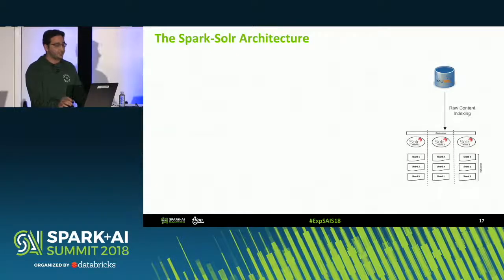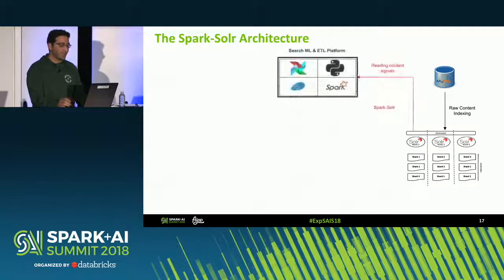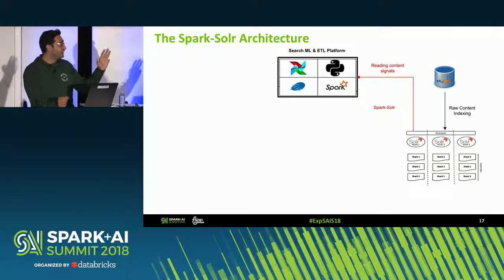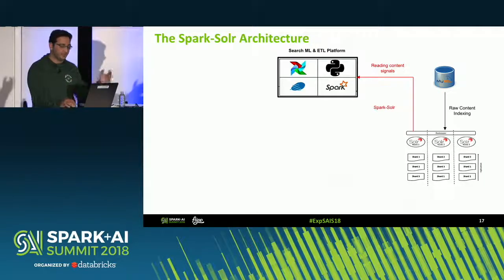So let's go through the Spark Solr architecture. The first step that we do is when we get our content, we index the raw content within a Solr Cloud environment as a collection. Now what ends up happening is that this collection is then readable by the Spark Solr connector. And this content ends up in our Search ML and ETL platform, where we can do things like content categorization and aggregation, cleaning of data, cleansing, all those ETL tasks.